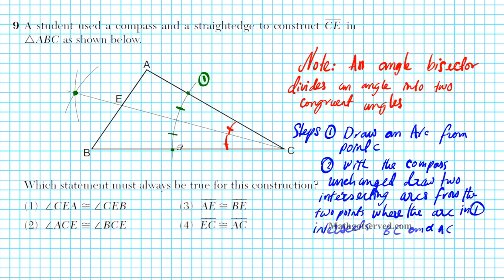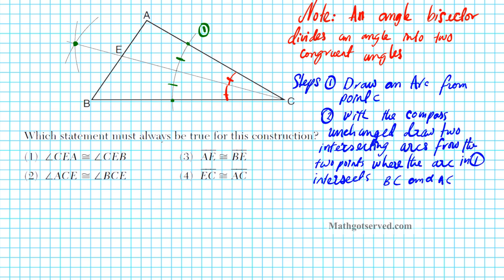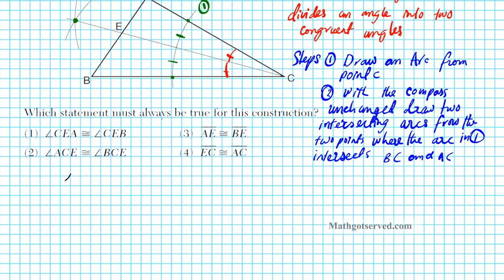We can simply conclude that angle ACE is congruent to angle BCE, right? So let's go ahead and write that down. Since segment CE bisects angle ACB, and bisect means it's split into two equal halves, it follows that angle ACE is congruent to angle BCE. Answer is option number 2. Okay?